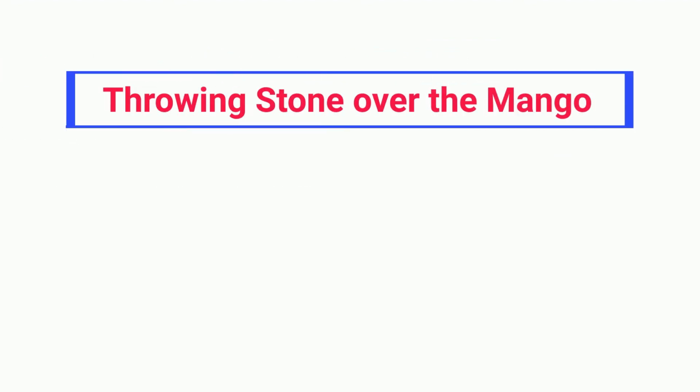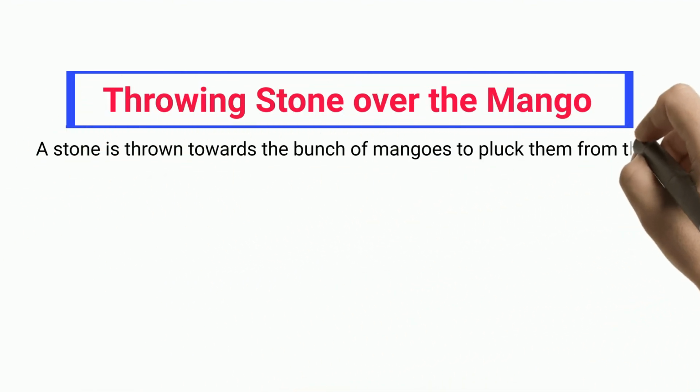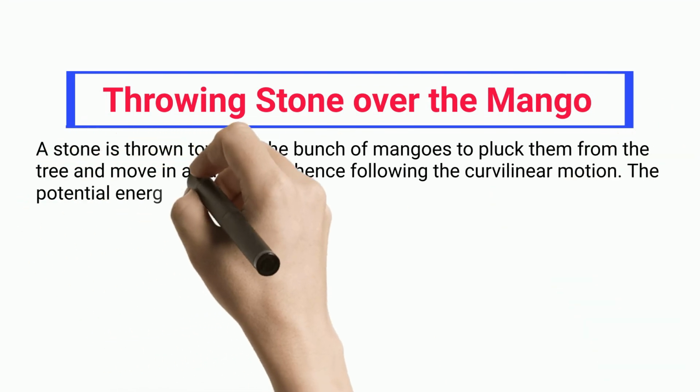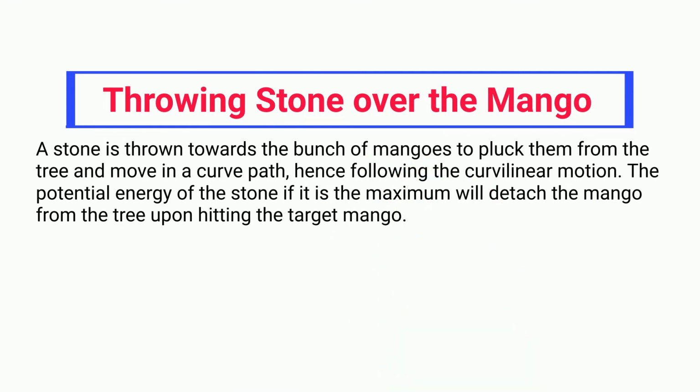Throwing stone over the mango. A stone is thrown towards the bunch of mangoes to pluck them from the tree and move in a curve path, hence following the curvilinear motion. The potential energy of the stone, if it is the maximum, will detach the mango from the tree upon hitting the target mango.